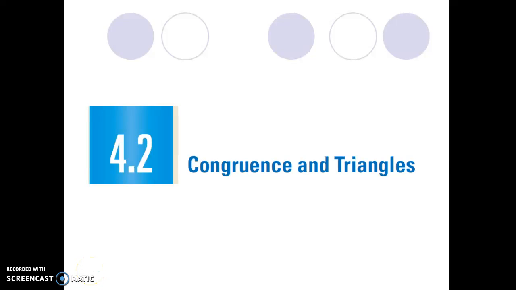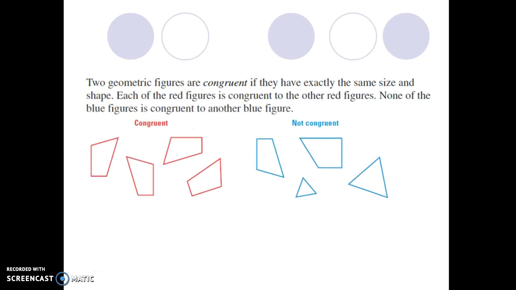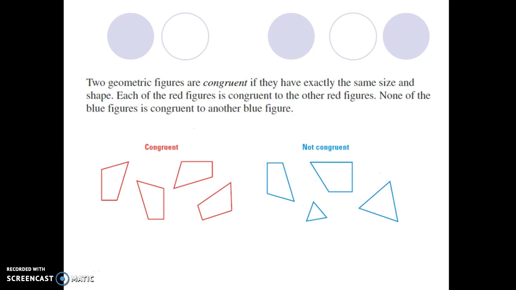Okay, so the next section in chapter 4 is talking about congruence and triangles. Congruent figures are figures that are exactly the same shape and same size. Each congruent figure is going to be the same shape and same size as the other figure. They give you an example: the red figures are congruent because they're all the same shape and size.